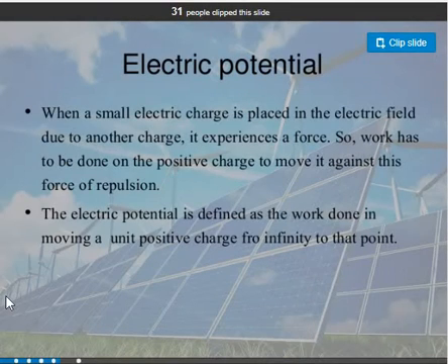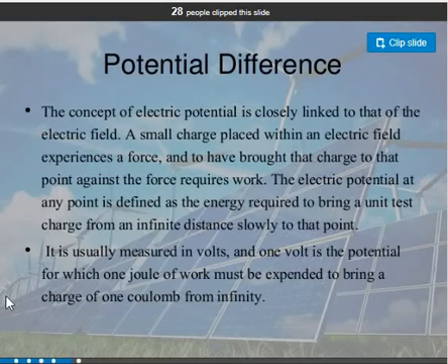Electric potential means the work done in moving a charged particle from infinity to a particular point. Potential difference means a small charge is brought into the electric field against the force, which requires work. The electric potential at any point is defined as the energy required to bring a unit positive charge from infinity to that point, and it is generally measured in volts.